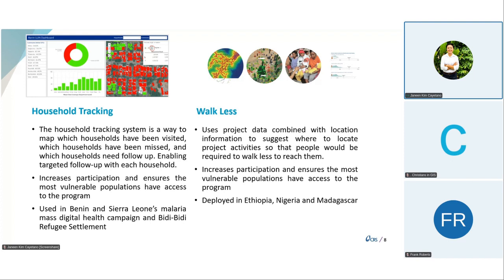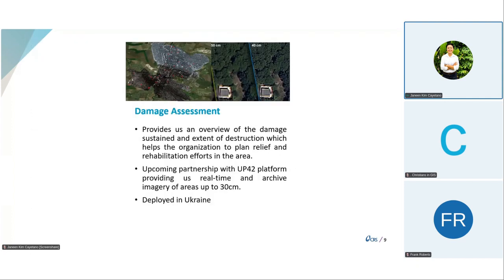So we named it the walkless model because we use road networks and elevation to create an analysis to suggest where we can put the distribution locations so that our beneficiaries would be required to walk less to reach those distribution areas. It increased the participation from about 60% to almost 90, I think 93%, of the total beneficiary count. And then the next one would be damage assessment.